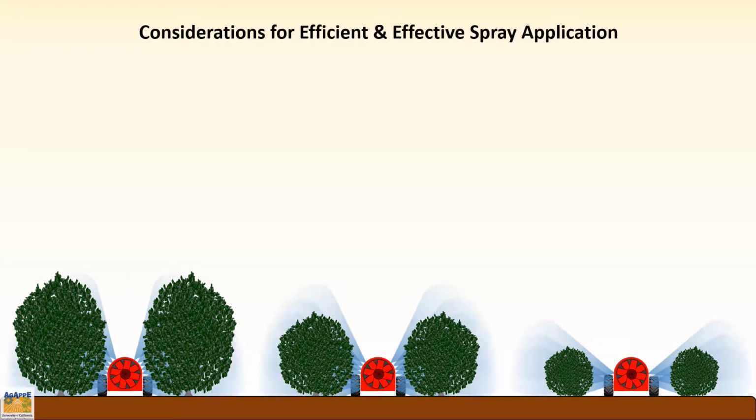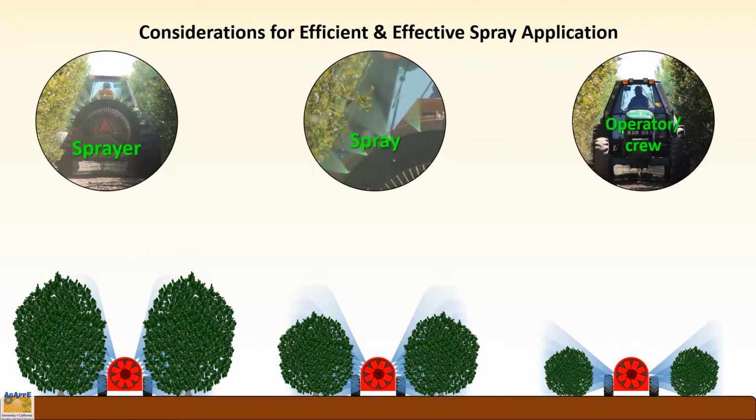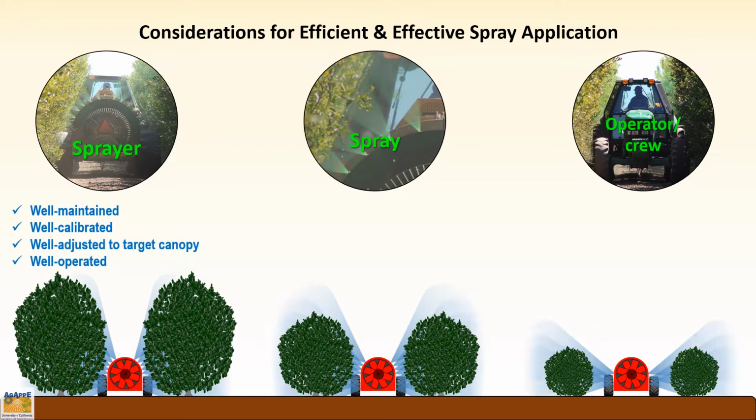These are only a part of the precursors for an efficient and effective spray application. Overall, there are three components that account for an efficient and effective application: the sprayer, the spray, and the operator or crew. The sprayer must be well maintained, well calibrated, well adjusted to the target canopy, and well operated.